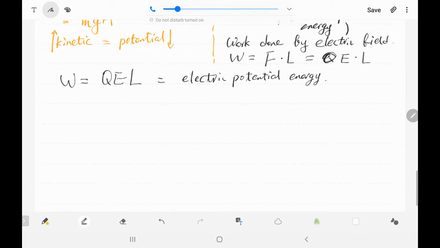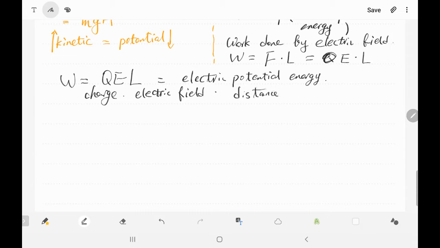So we have the definition of the electric potential energy. That will be equal to the charge times the electric field times the distance. Okay. And this is the condition when we have a uniform electric field.